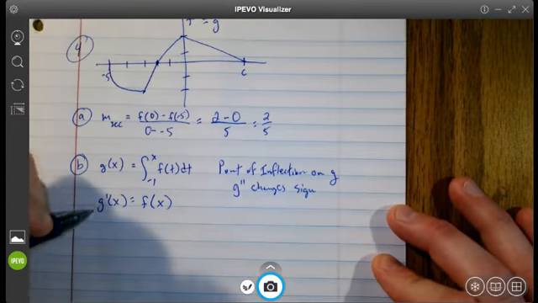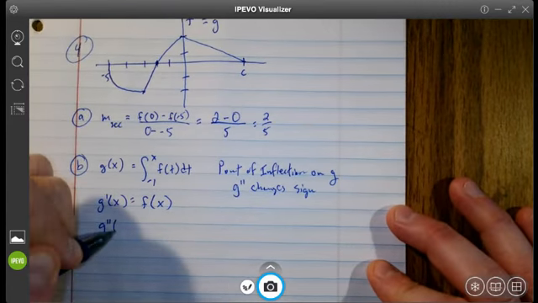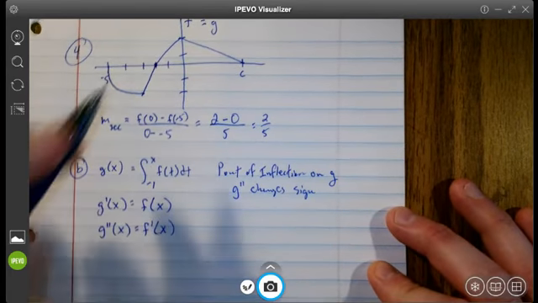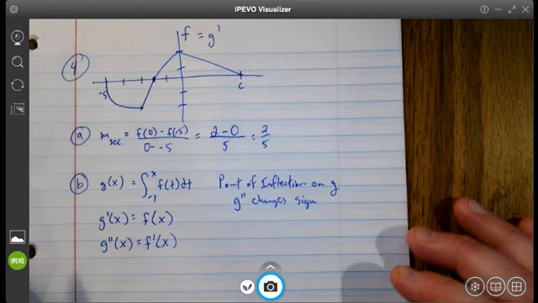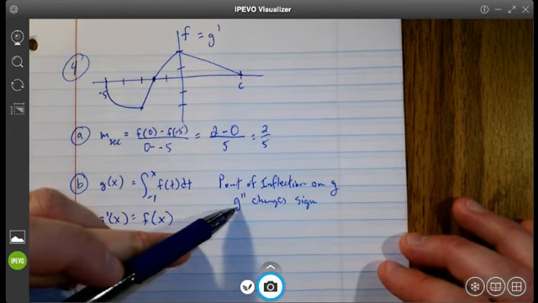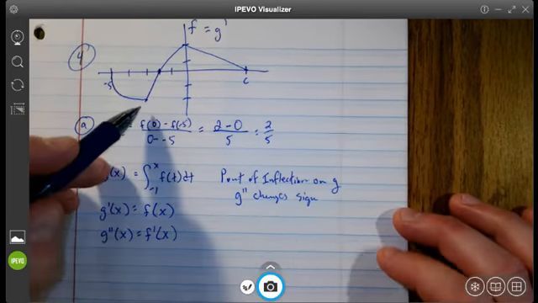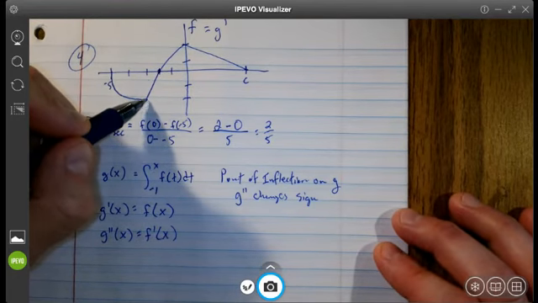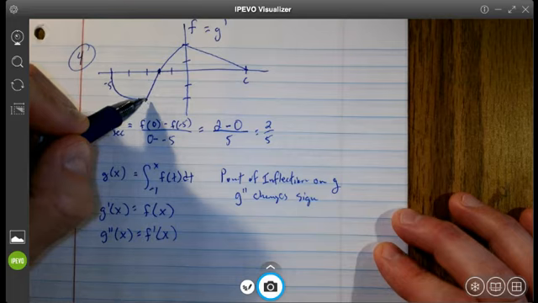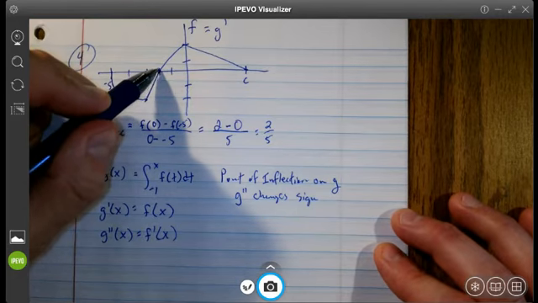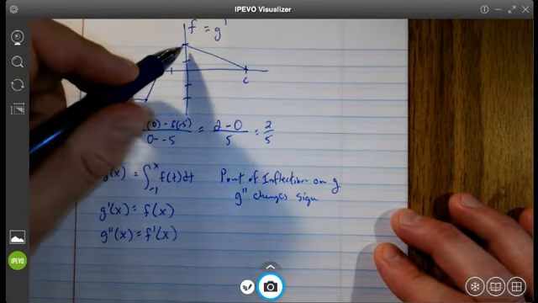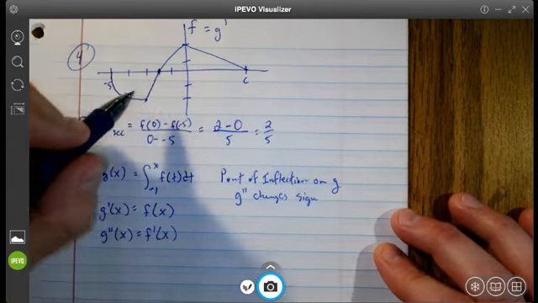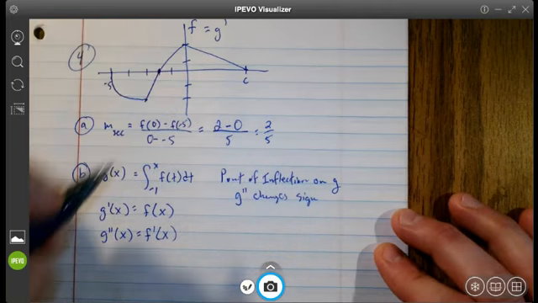So now, if I want to know g double prime, what is g double prime? Well, g double prime would be f prime, or the derivative, the slope of this graph. So the question is when does g double prime change signs? Or when does the slope of this graph change signs? So the slope of this graph is negative. Then it's undefined here, remember, because this is a corner point. Then it's positive. Then it's undefined here because this is a corner point. Then it's positive. Then it's undefined here because this is a corner point. And then it's negative. And so it changes signs at -3 and 0.